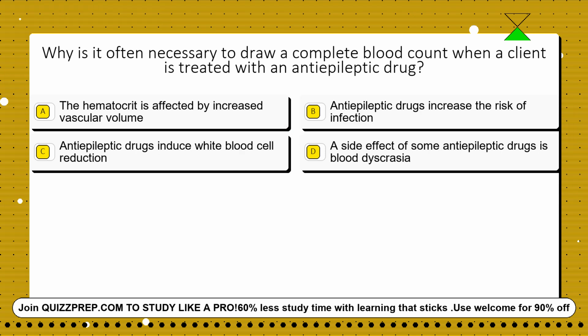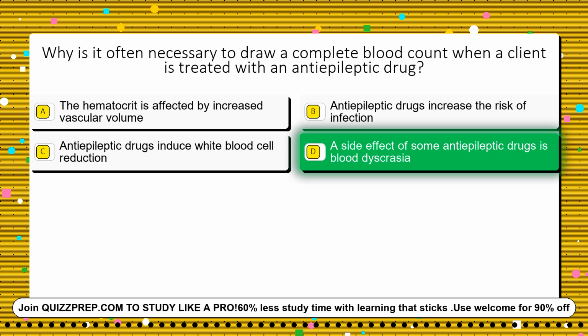Question 22. Why is it often necessary to draw a complete blood count when a client is treated with an antiepileptic drug? Option A. The hematocrit is affected by increased vascular volume. Option B. Antiepileptic drugs increase the risk of infection. Option C. Antiepileptic drugs induce white blood cell reduction. Option D. A side effect of some antiepileptic drugs is blood dyscrasia.